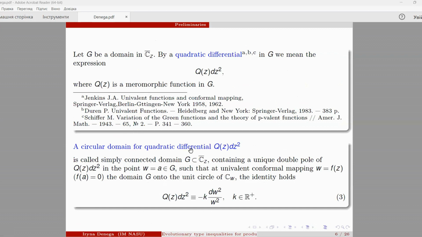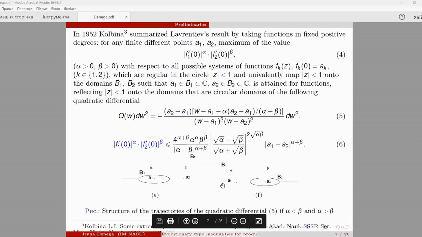A circular domain for a quadratic differential is a simply connected domain G containing a unique double pole of the quadratic differential at a point a, such that under a univalent conformal mapping of the domain G onto the unit disk, the identity holds: Q of z dz squared is equivalent to minus k d omega squared over omega squared, k from R plus.